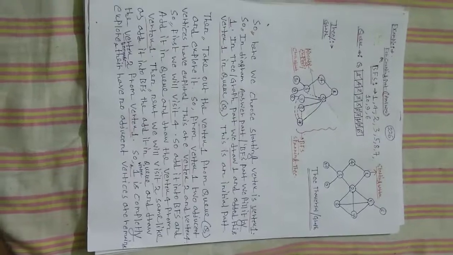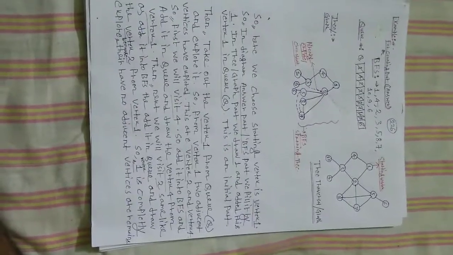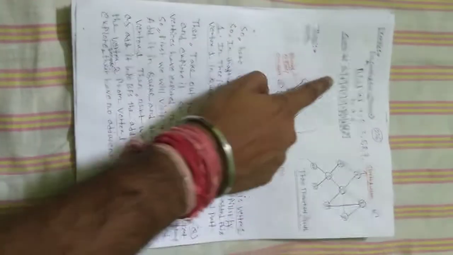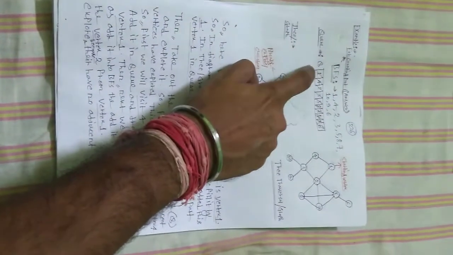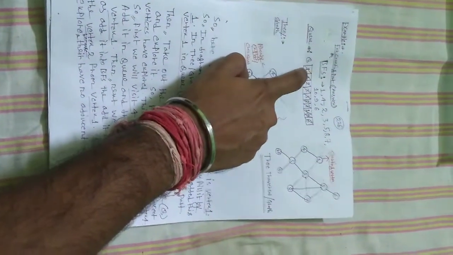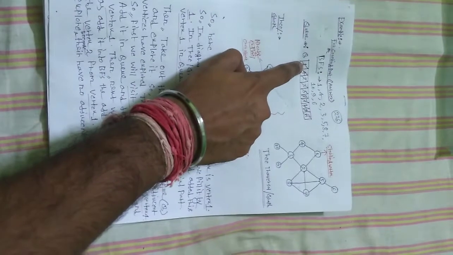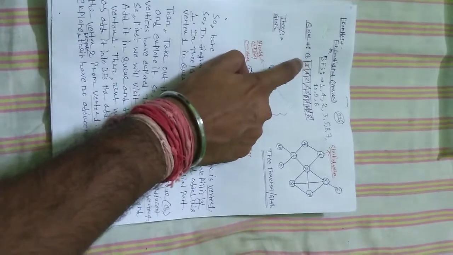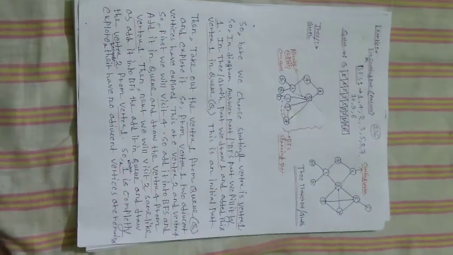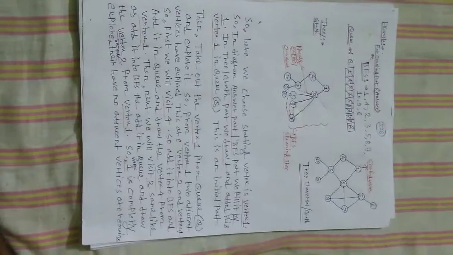This is the initial part. Then we take out vertex 1 from Q, marking it with a red sign to show it has been taken out of Q, and explore it. From vertex 1, two adjacent vertices are explored. These are vertex 2 and vertex 4.